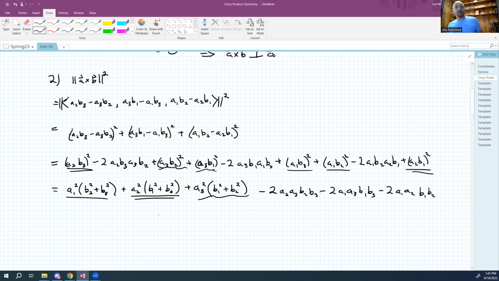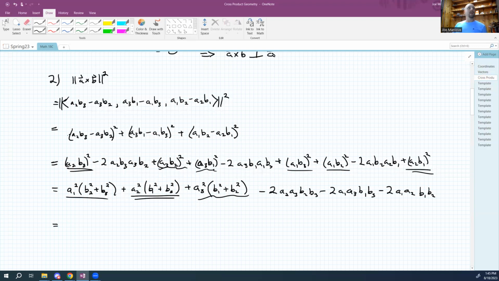Okay, so I'm going to introduce some extra terms here to see if I can get something that I recognize. Because right here, I've got A1 squared, I've got A2 squared, I've got A3 squared. That's feeling like I've got a magnitude of A starting up, right? I just can't factor them out because these are all different.